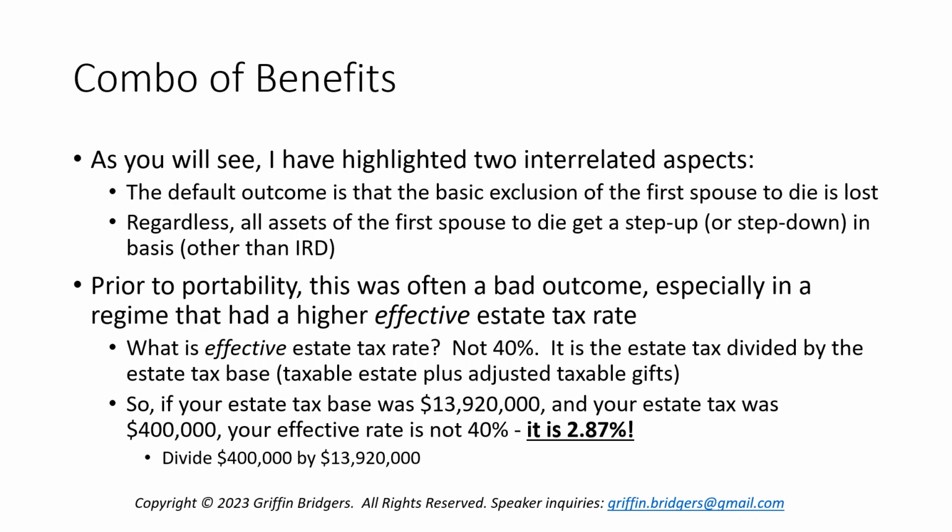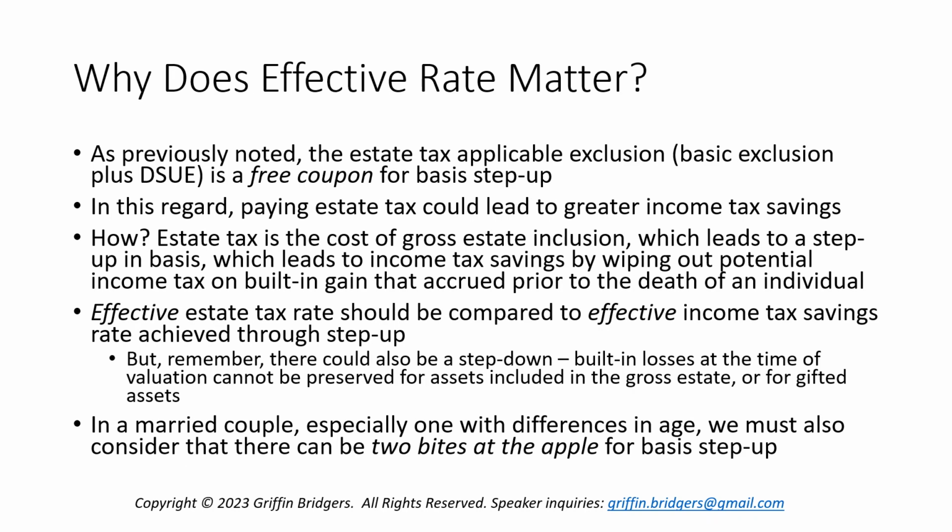And your estate tax thus was 40% of that 1 million, or $400,000. What this means is that your effective estate tax rate, when we take into account that exclusion, wouldn't be 40%. It would only be 2.87%. We actually divide our $400,000 by $13,920,000. So why do we care about that? Why do we care about the effective rate?